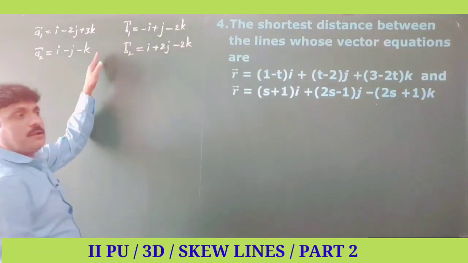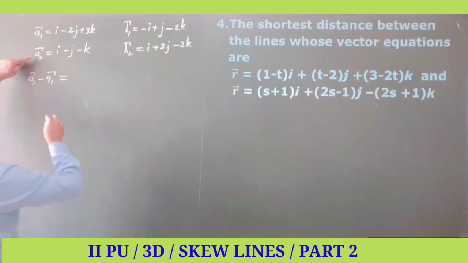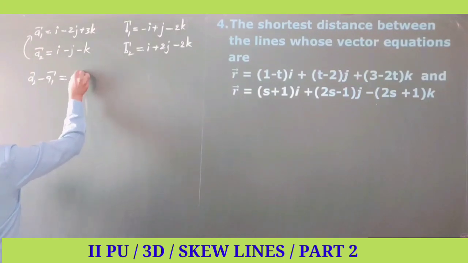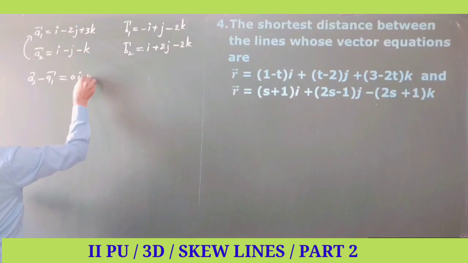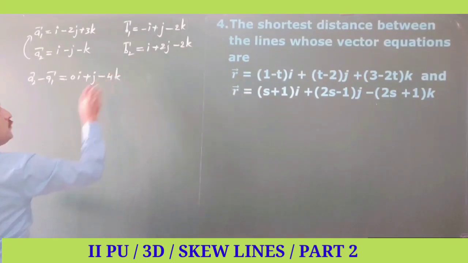Next we have to calculate a2 minus a1. Subtracting: i minus i is 0i, minus j minus minus 2j, that is minus j plus 2j equals plus j, minus k minus 3k, that is minus 4k.